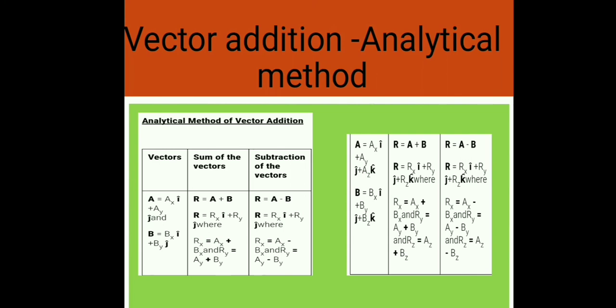Similarly, if we are going to subtract these vectors, that is r equals a minus b, then r equals rx i cap plus ry j cap plus rz k cap, where rx equals ax minus bx, ry equals ay minus by, and rz equals az minus bz. Basically, this method is very helpful to solve the numericals.